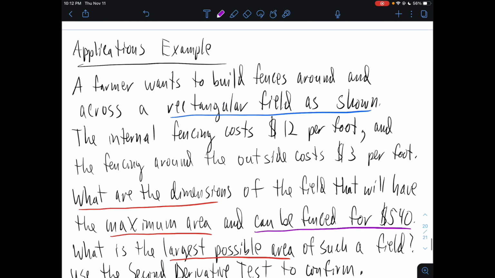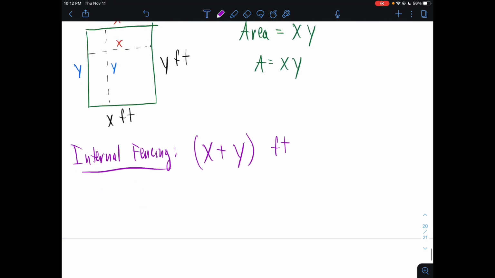What's the cost of that internal fencing? Well, it would be $12 times however many feet we have. So the cost would be $12 times the total amount of feet for the internal fencing, which we can also just think of as 12x plus 12y.